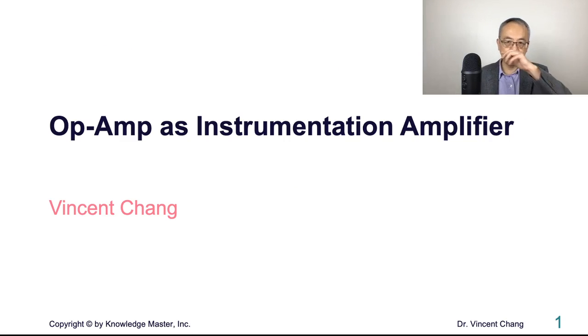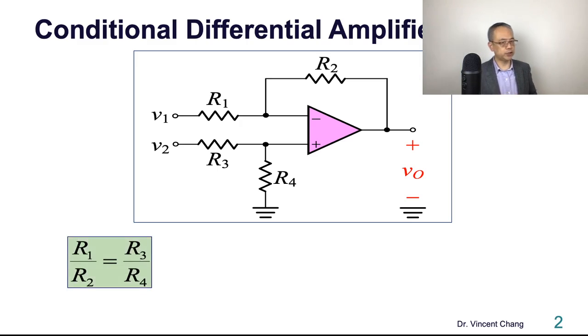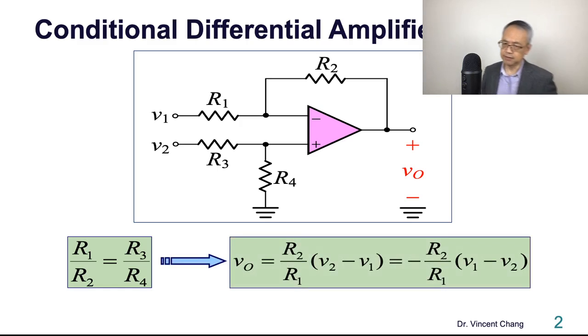In this lecture, we are going to study an operational amplifier as instrumentation amplifier. In the previous lecture video, you have learned the conditional differential amplifier. What's the condition? Only when this equation is met, the criteria is met, can this circuit become a differential amplifier.